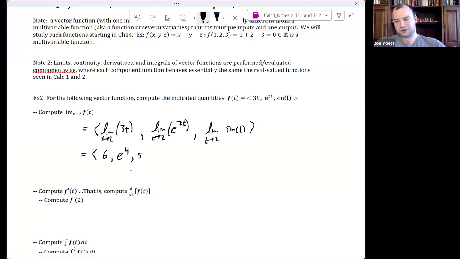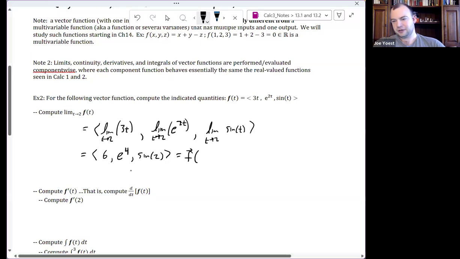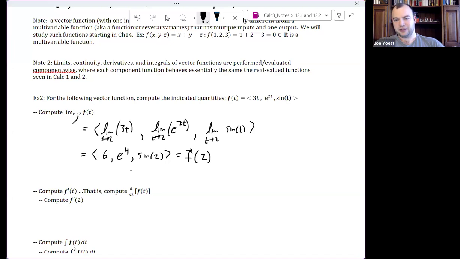And sine of 2. And of course, note that this is f evaluated at the limiting point 2. So again, even continuity works very similarly, right? Each of the component functions is continuous. So continuous on the whole real line in this case, but certainly continuous at 2. So the limit as t goes to 2 of f of t equals f of 2. So we can evaluate the continuity of the whole function by evaluating the continuity of each of its component functions.